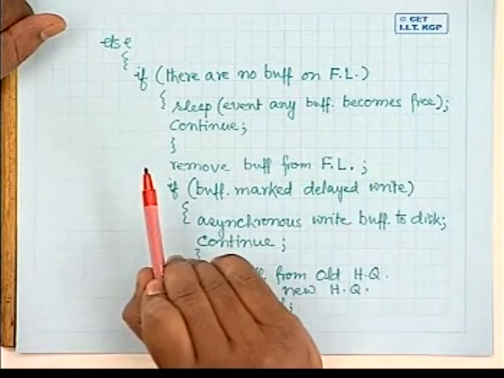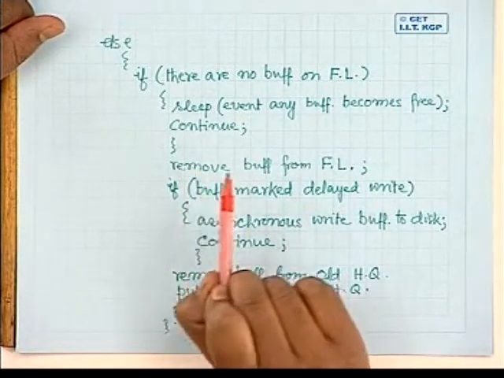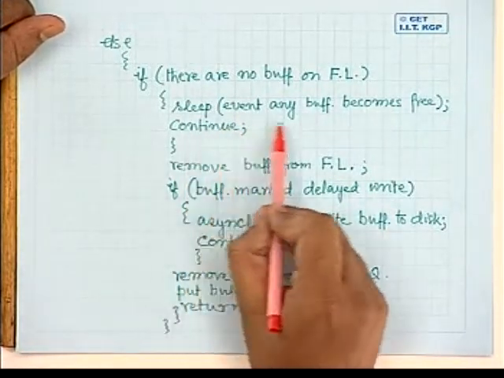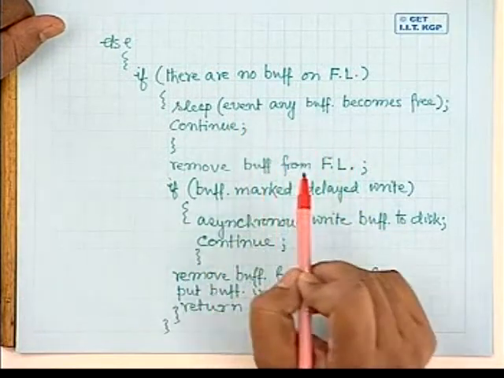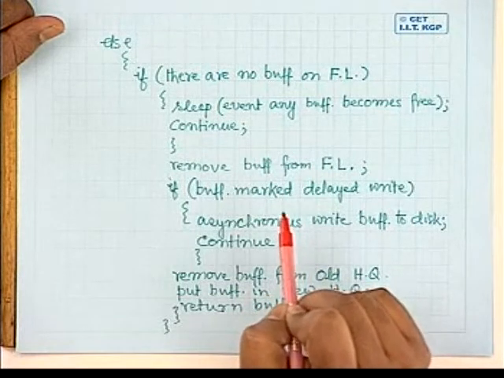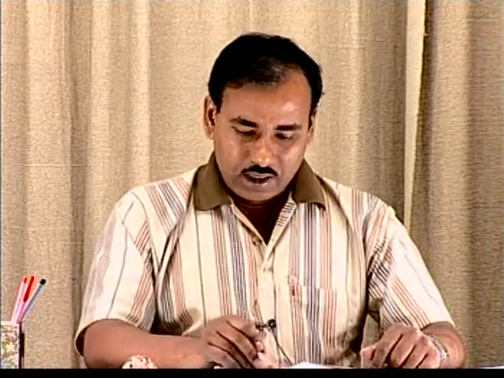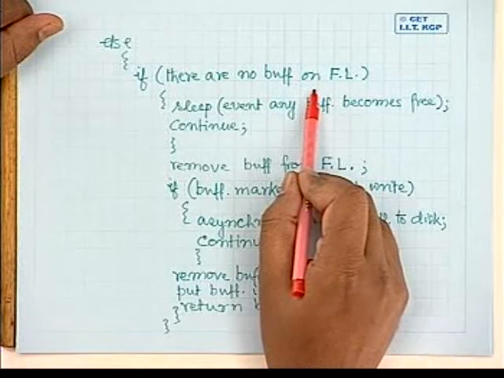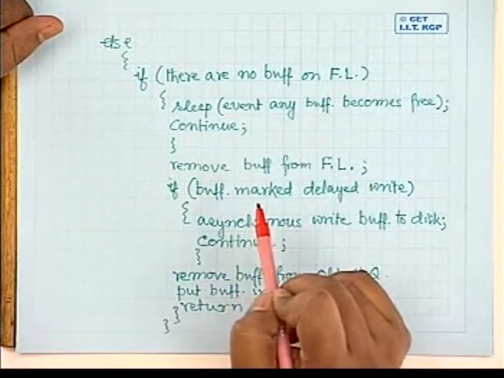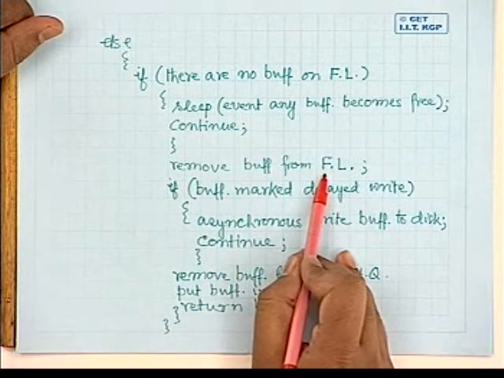In our earlier case, it was a particular buffer which had to become free, and until then the process had to remain in sleep mode. In this case, whenever any buffer becomes free, a buffer will be used from the free list following the least recently used approach, and that will be given to the process that requested it. And if there is a buffer on the free list, then a buffer will be taken from the head of the free list. That particular buffer will be removed from the free list.